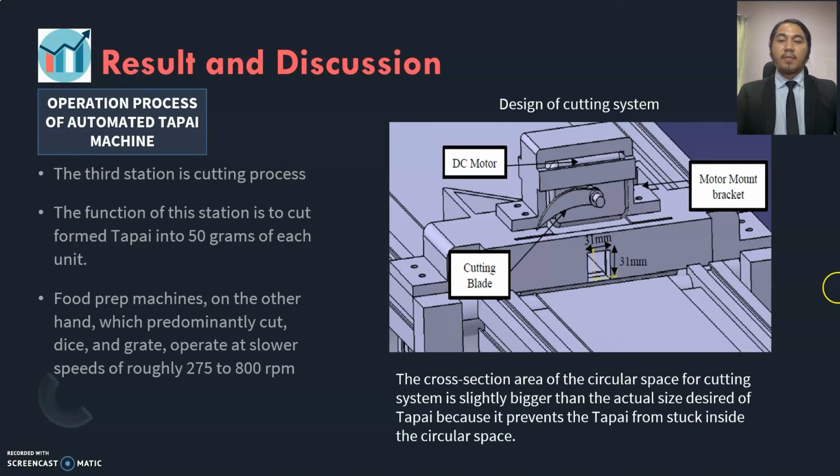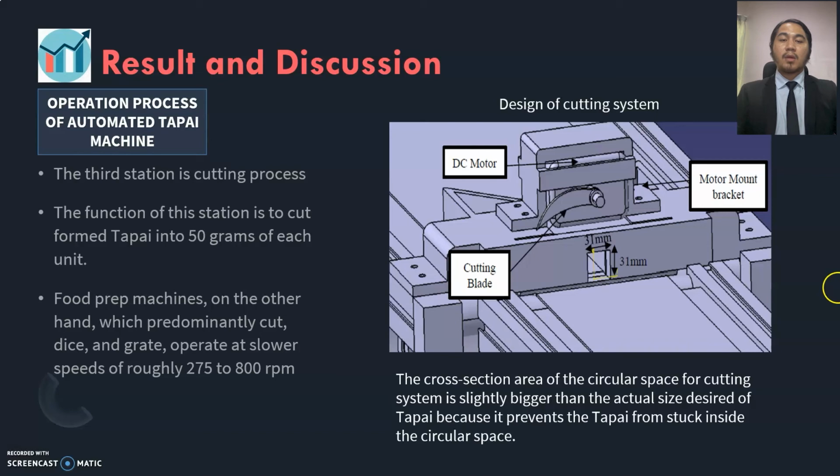The formed tapai proceeds to the cutting process to cut the tapai into the desired weight. The cutting system requires a time interval for the cutting blade to cut the tapai to produce 50 grams of output. The cutting section will detect the tapai by sensor, and the cutter blade will rotate 360 degrees at 800 rpm to cut the formed tapai continuously and smoothly.